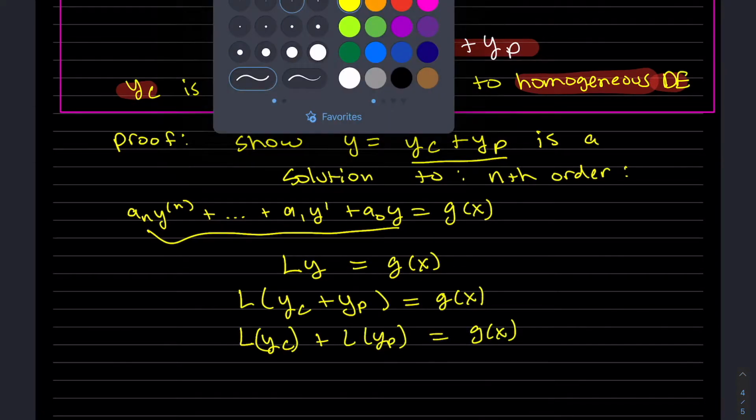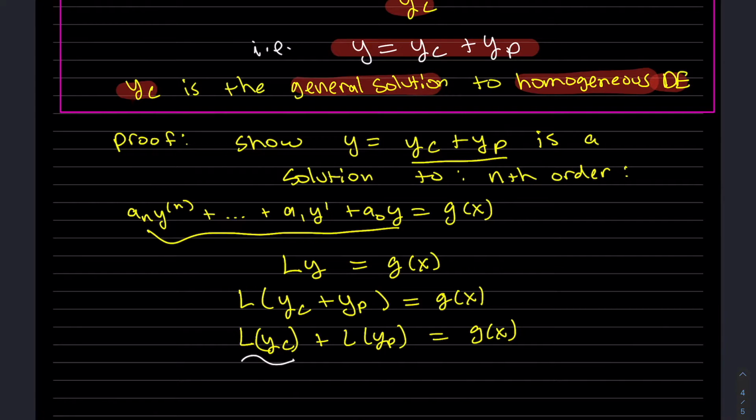So this also gives you an idea, exactly. This yc is a solution to the homogeneous, so this is 0. This yp is a particular solution to the non-homogeneous, so that means it's equal to g of x. You plug it in, you get g of x equals g of x. And it looks like we showed it.